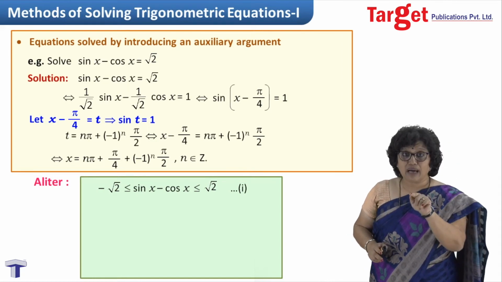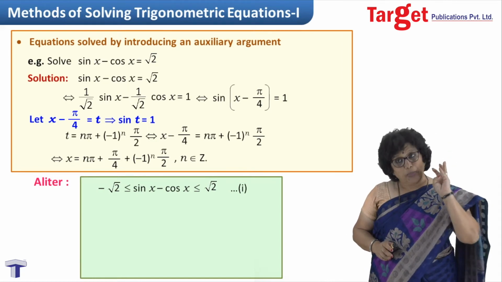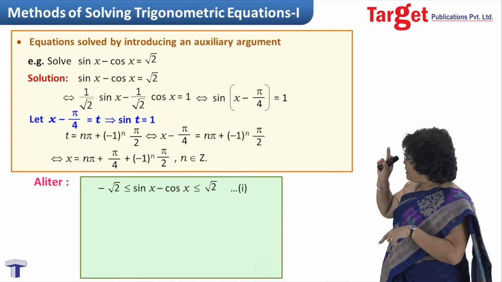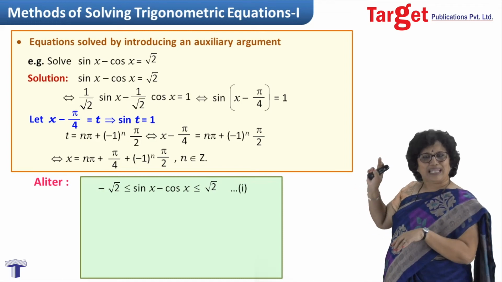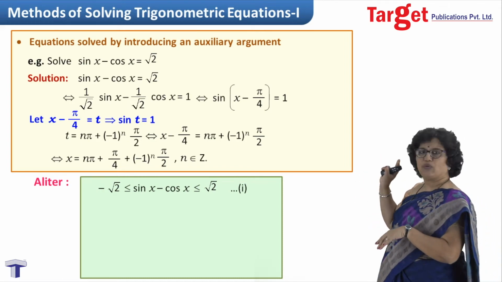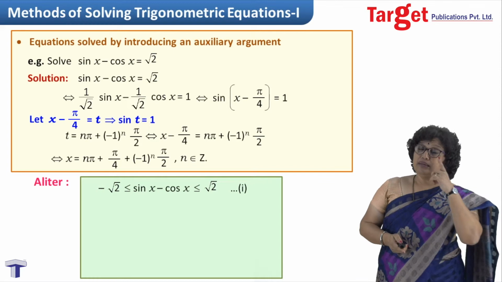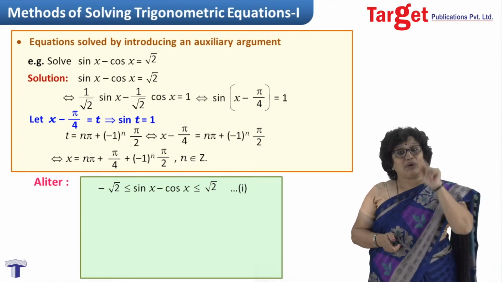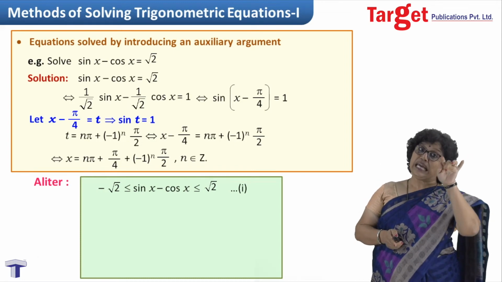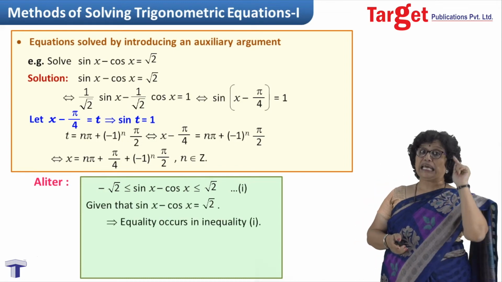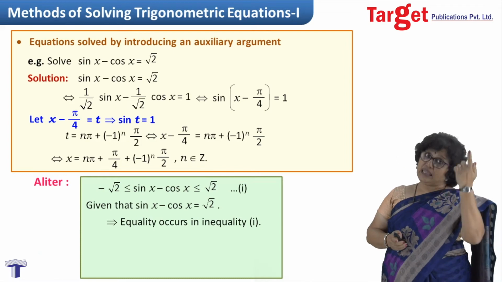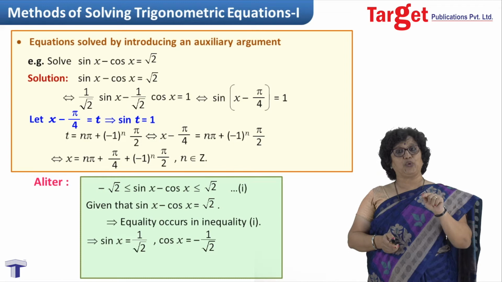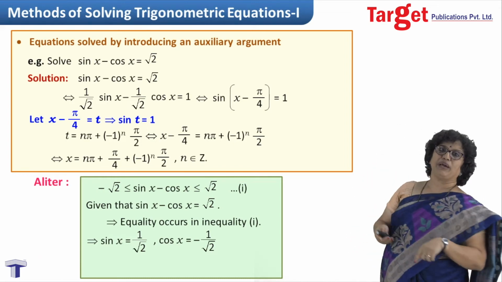Keeping that in mind, I understand my a is 1, b is minus 1. So a square plus b square is 2. And hence I write minus root 2 less than or equal to sin x minus cos x less than or equal to root 2. But in the question, it is given as sin x minus cos x equal to root 2. What does that say? That equality has occurred in the inequality. And that leads to sin x having to be 1 by root 2 and cos x equal to minus 1 by root 2.